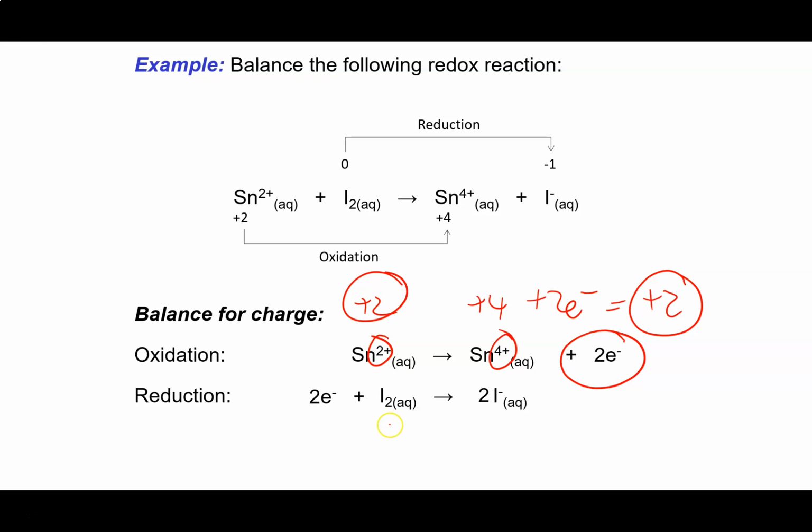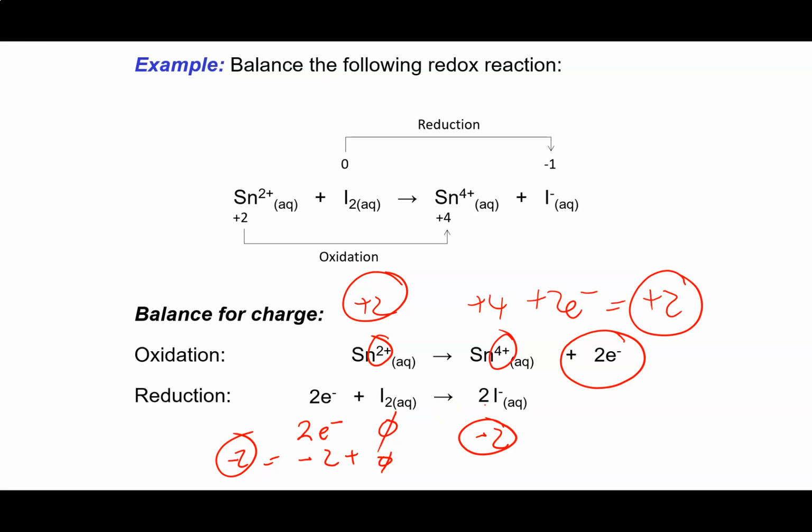In my other reaction, I had 0 on the left, and then a 2 times minus 1, I had minus 2 charge on the right. So the more positive side is the left-hand side. I need to get 0 down to minus 2, so I have to add in 2 electrons. So each electron is minus 1, so minus 2 plus 0, and it's going to give me minus 2. I've got the same on both sides.